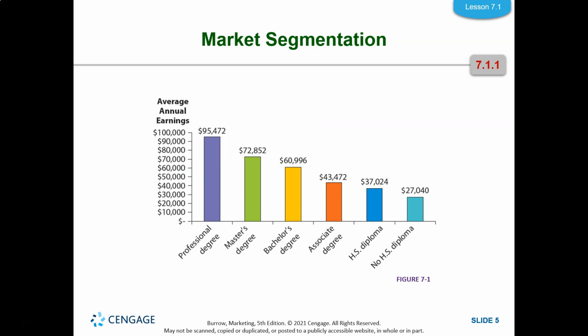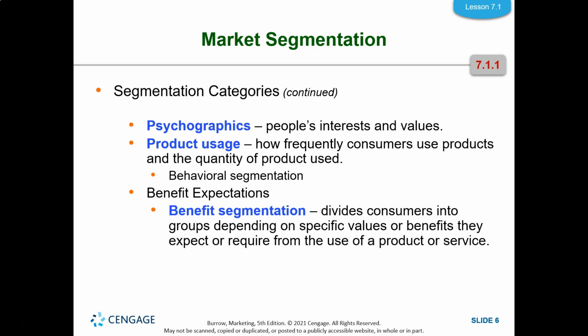All right. So in this chart, you can see that the demographics they're using is actually education level. So it's showing like earning levels of people who have no high school diploma all the way up to a professional degree. So that kind of segments out people based on that parameter. Segmentation categories continuing. So the term psychographics has to do with people's interests and values. Product usage, the definition of that is how frequently consumers use a product and the quantity of product used.